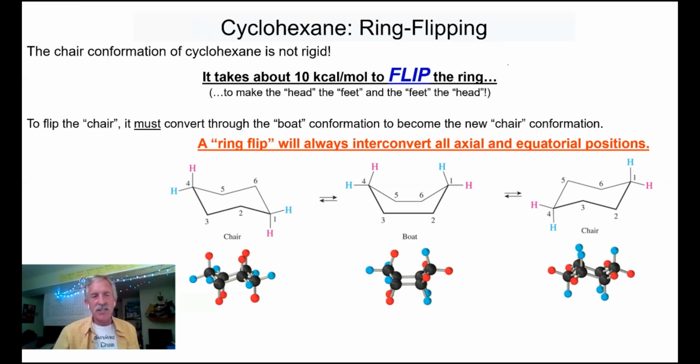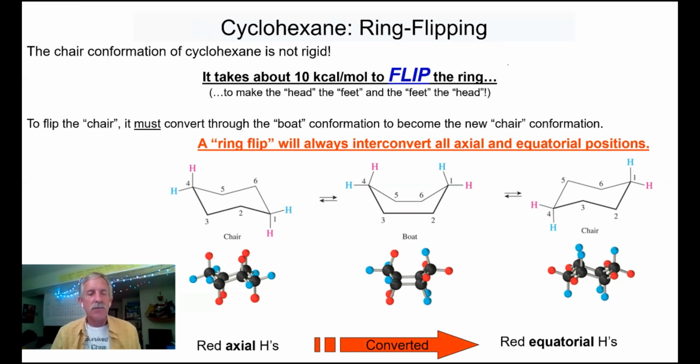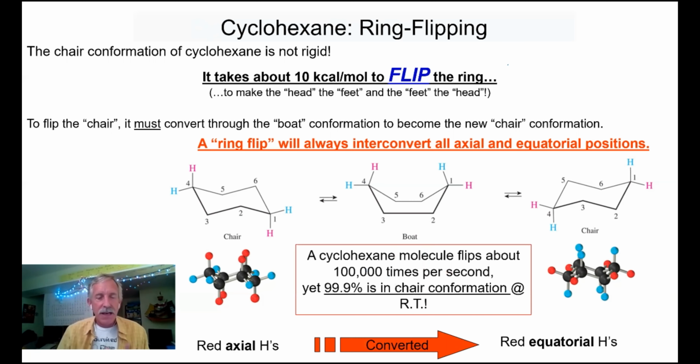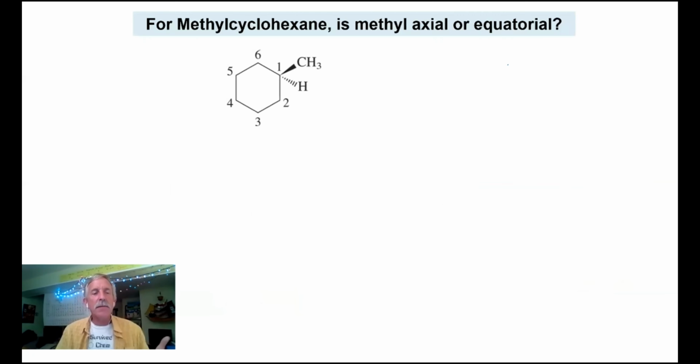But the message in this is that you can interconvert with a ring flip of only about 10 kilocalories per mole, which is not much at room temperature. And therefore, this molecule can ring flip from red axials to red equatorials all the time, back and forth, back and forth. This happens thousands of times per second, but this middle boat intermediate never sticks around for long. It immediately flips from one chair to another and creates this possibility. This will become important when we start to play with putting groups on our chair.